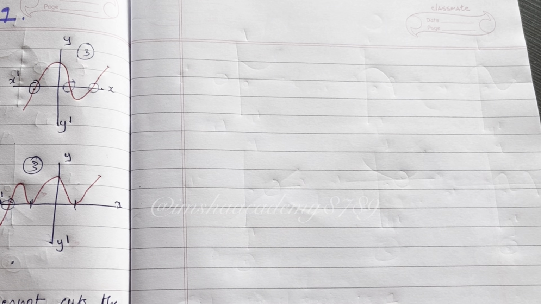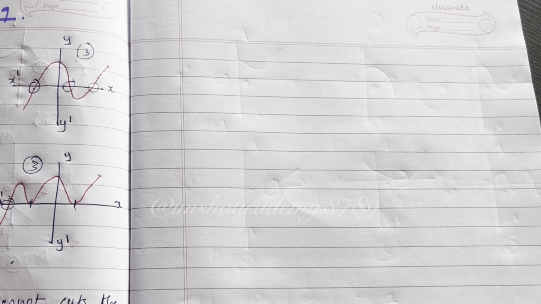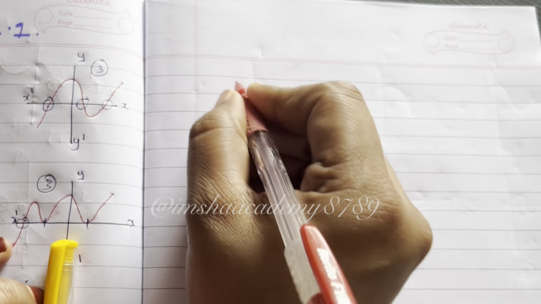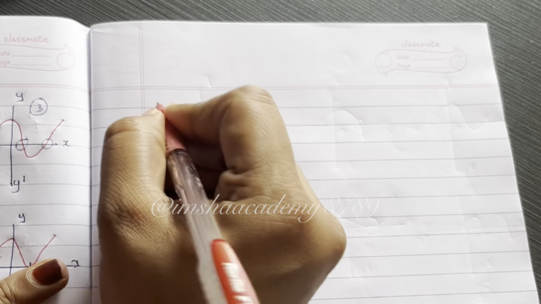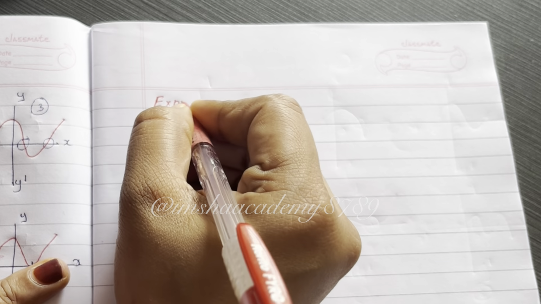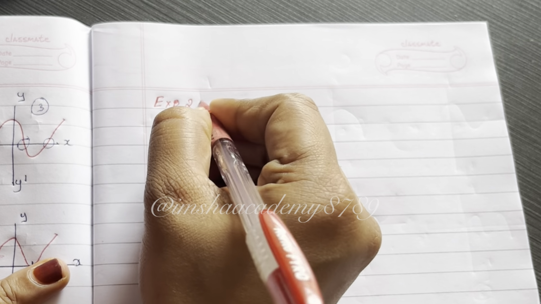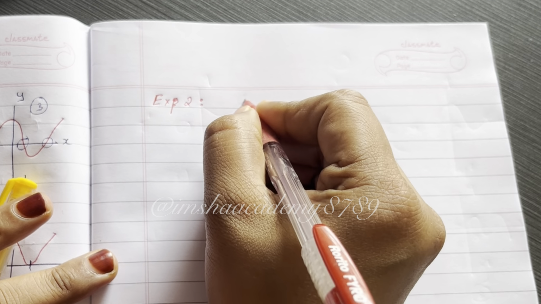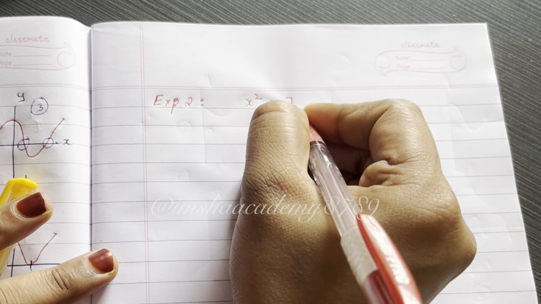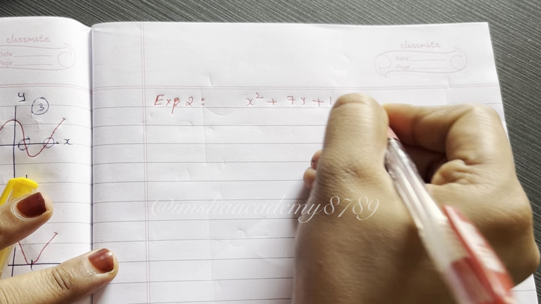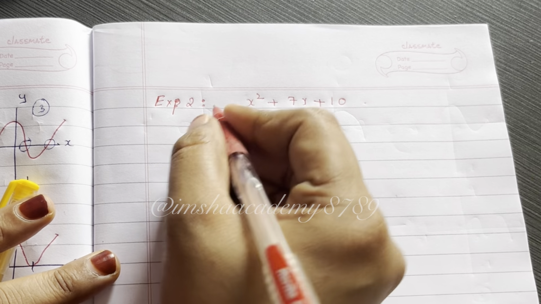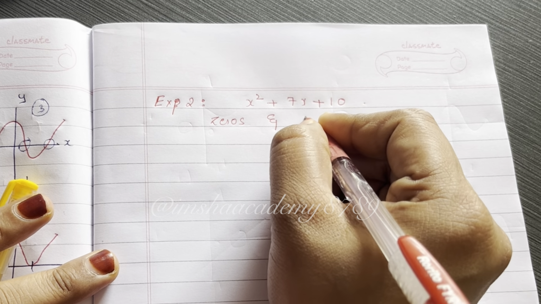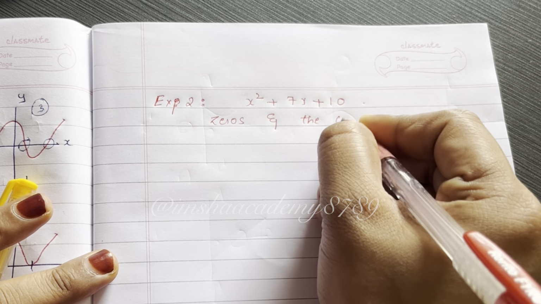So what is the first question? Example 2 given at page number 30 in your textbook. We need to find the zeros of the quadratic polynomial x square plus 7x plus 10 and verify the relationship between the zeros and the coefficients.